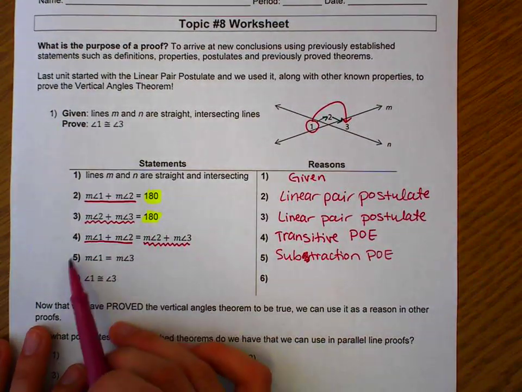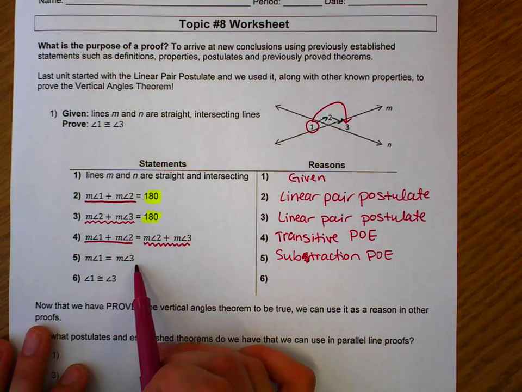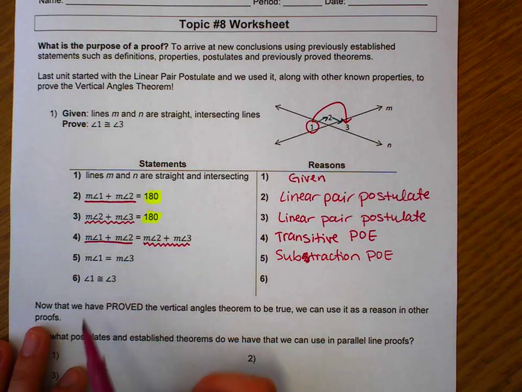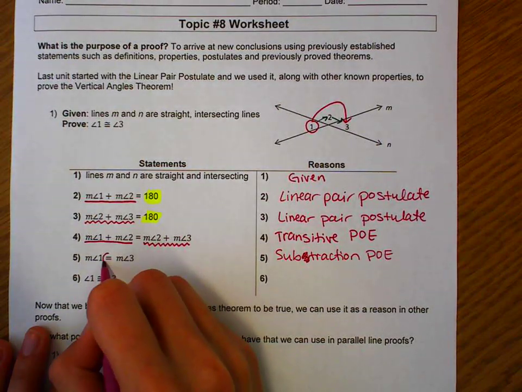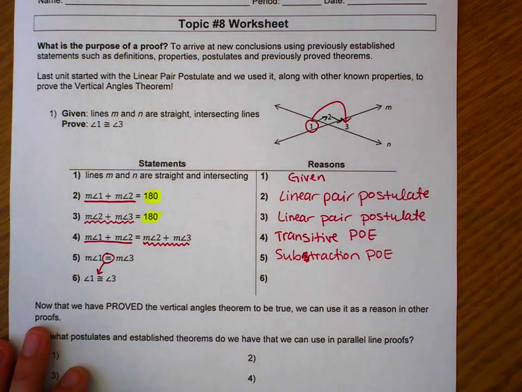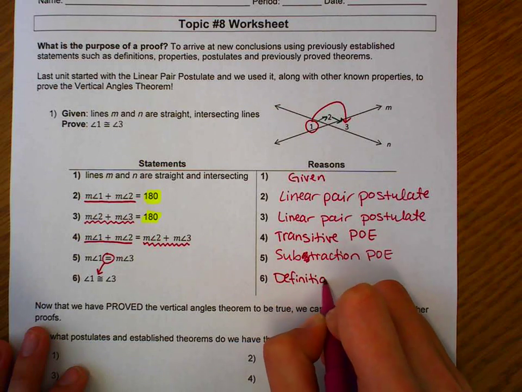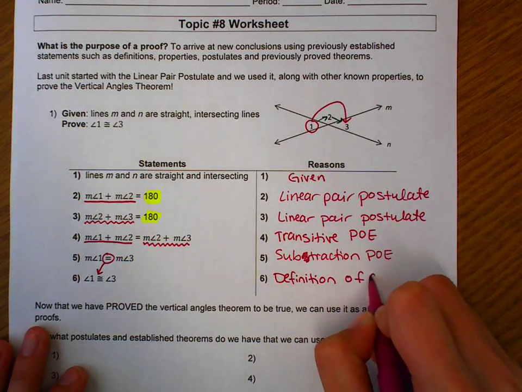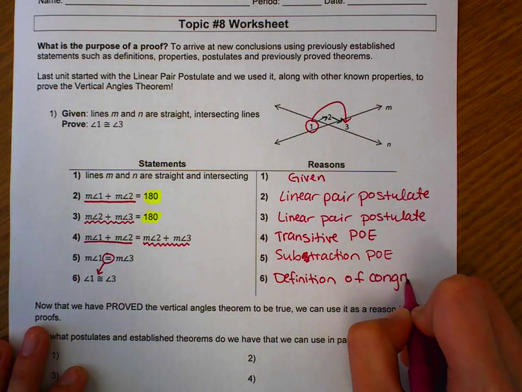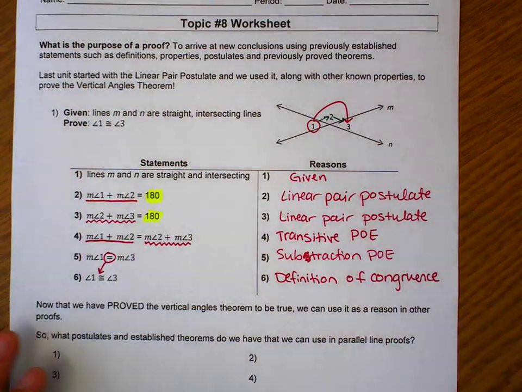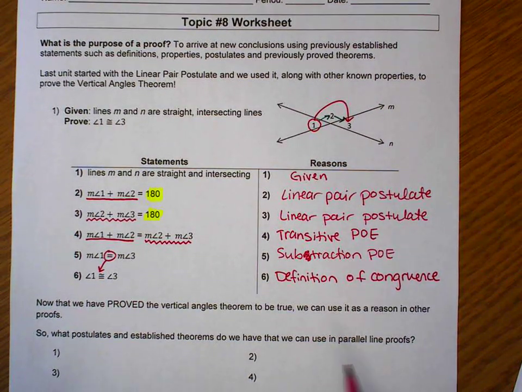I don't want to leave it at this. I don't want to leave it at the measures equal each other. I would like the angles to be congruent. I want to go from being equal to being congruent. We have a definition that says just this. This is the definition of congruence. So now we've gone through and again proven the vertical angles theorem. Now we can use it as a reason in other proofs.